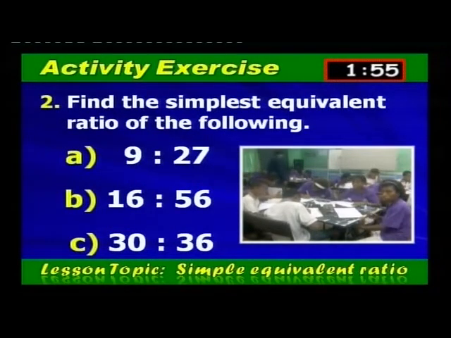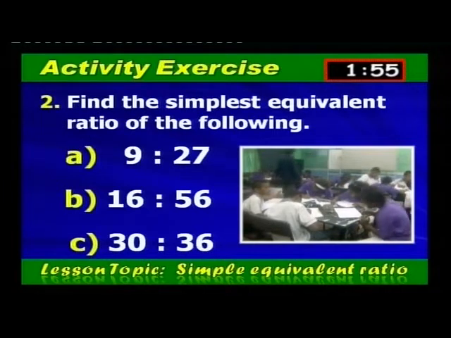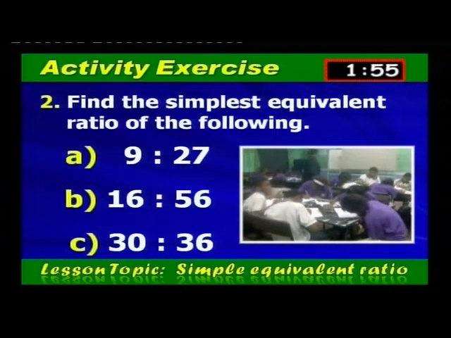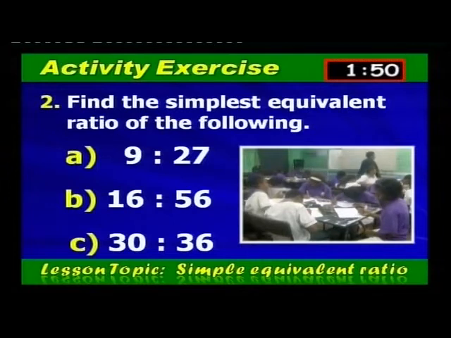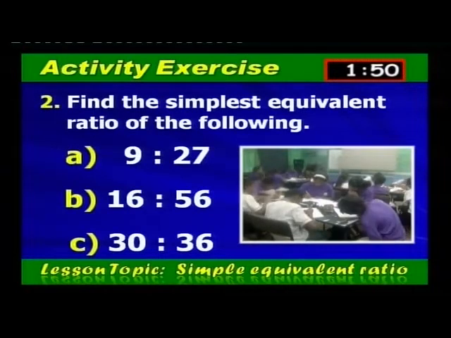Okay, yeah, that's it. So 9 divided by 3, 27 divided by 3, yes. 3 is to 9, and then 3 divided by 3, yeah.